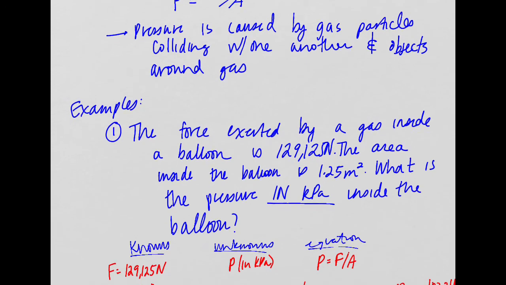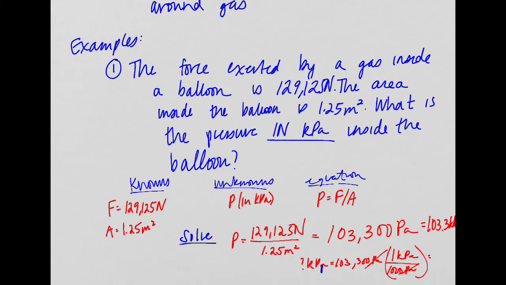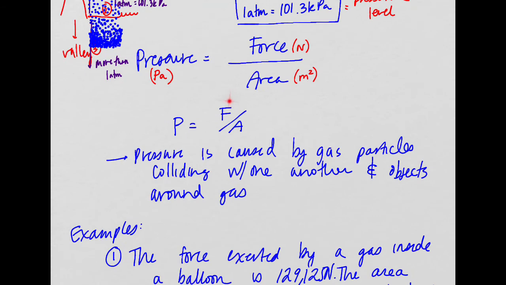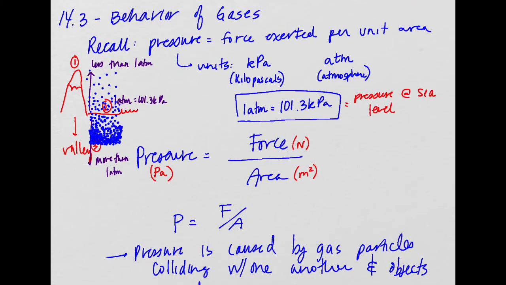Pressure is, remember, caused by gas particles colliding with one another and with the objects either around the gas or that contain the gas. And these are some examples you're going to need to be able to solve for. You're going to need to use this pressure equation in order to solve problems about pressure, force, and area. Remember, some of you wanted me to talk about altitude. Remember, altitude is just how high up you go in the atmosphere.